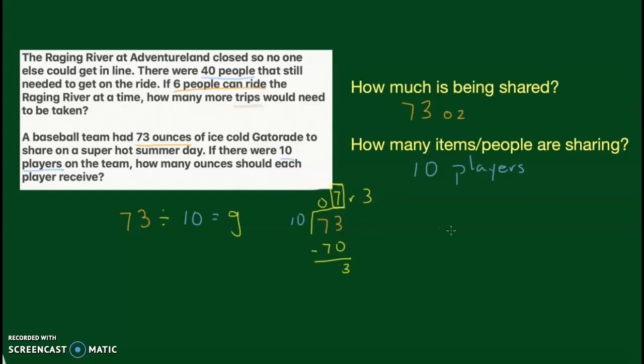So our number right here becomes the whole number. Okay? Then our remainder, I'm going to choose a different color for this one. Our remainder is going to be written as the numerator, and the divisor is always going to be the denominator. So how many ounces of Gatorade should each player receive? They should receive 7 3/10 ounces.